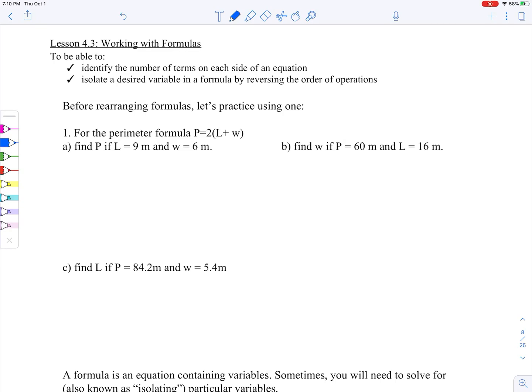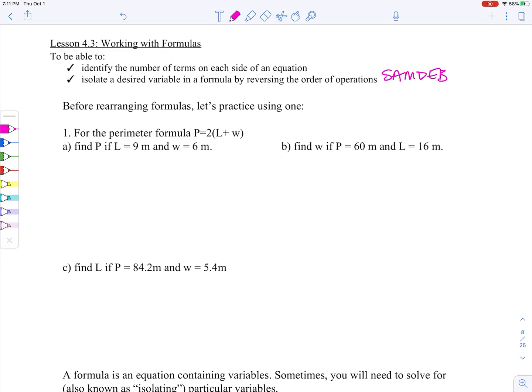I don't often read out what we're going to do, but today we're going to work on two things: identifying the number of terms on each side of an equation, and then secondly, isolating a desired variable in a formula by reversing the order of operations. That's going to be this SAMDEB again.